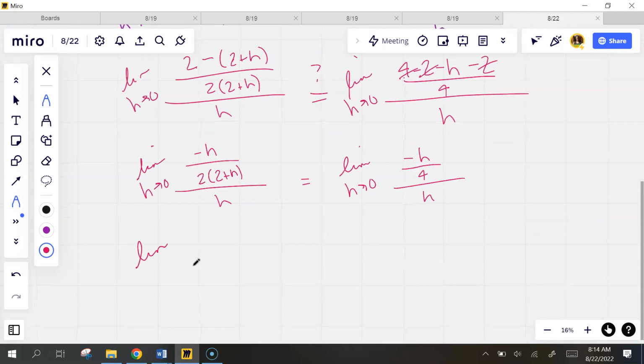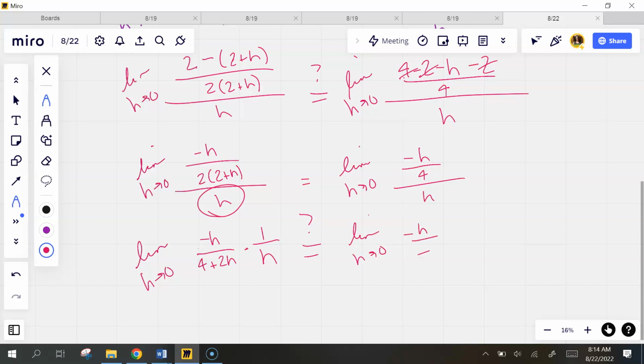Are y'all checking me as we go? I've got negative h over, I'm going to go ahead and distribute this through, 4 plus 2h, and I'm going to multiply by the reciprocal here. Same thing here, I'm going to multiply by the reciprocal. And now I can start working a little magic.